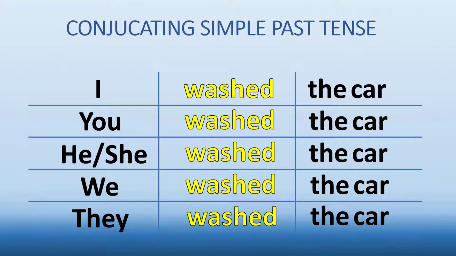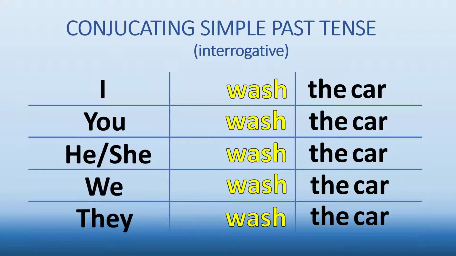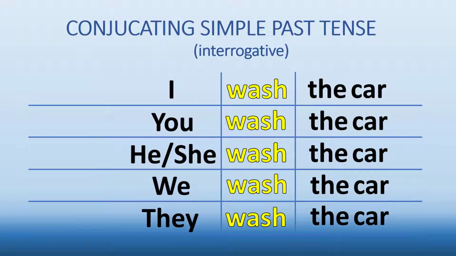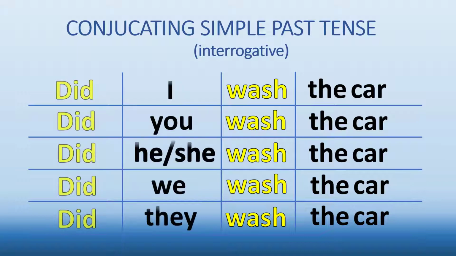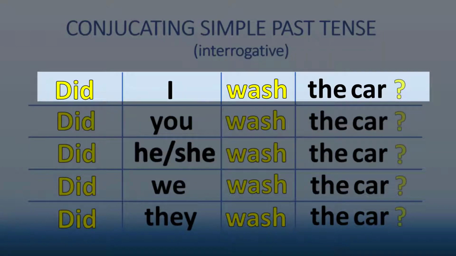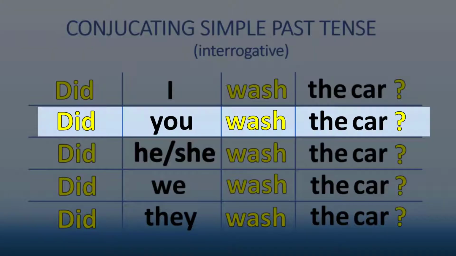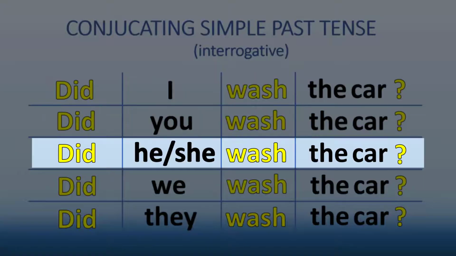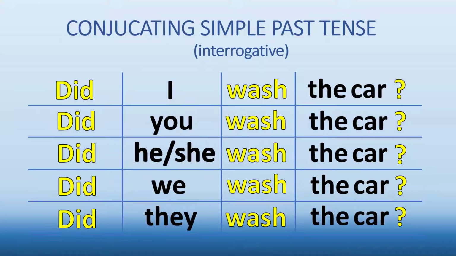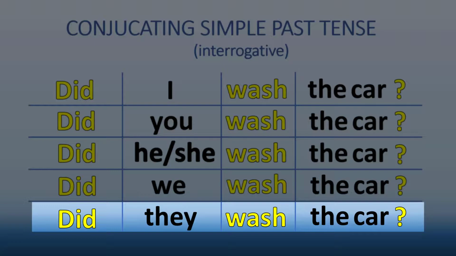Now you just see, I washed the car. This sentence is in affirmative. How to change it into interrogative? We just add did before the subject and washed becomes wash. Did I wash the car? And at the end we have to put a question mark. Did you wash the car? Did he or she wash the car? Did we wash the car or did they wash the car?